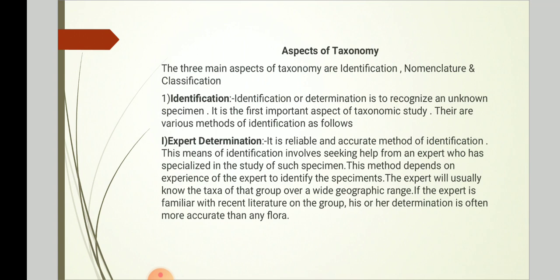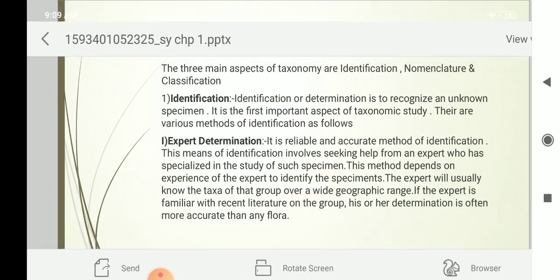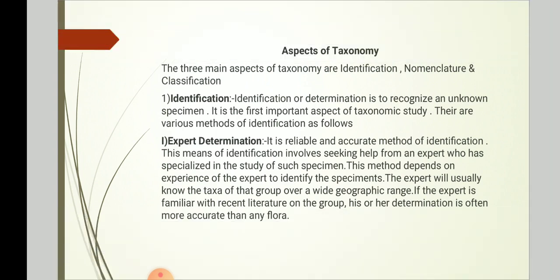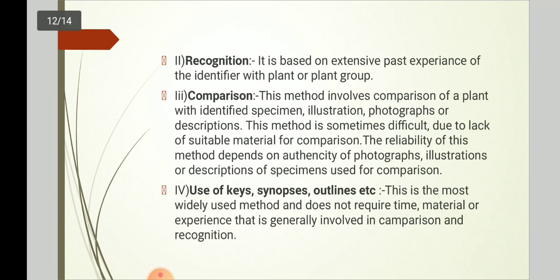First one is expert determination. It is a reliable and accurate method of identification. This means of identification involves seeking help from an expert who has specialized in the study of such specimens. The method depends on the experience of the expert. The experts will usually know the taxa of that group over a wide geographic range. If the expert is familiar with recent literature on the group, his or her determination is often more accurate than any flora.